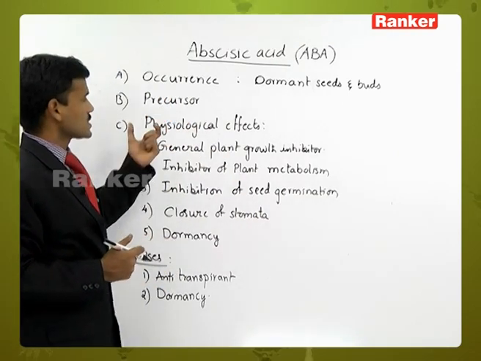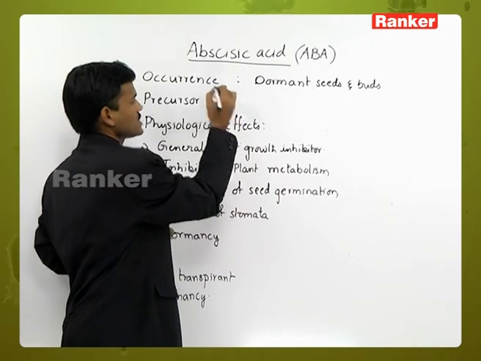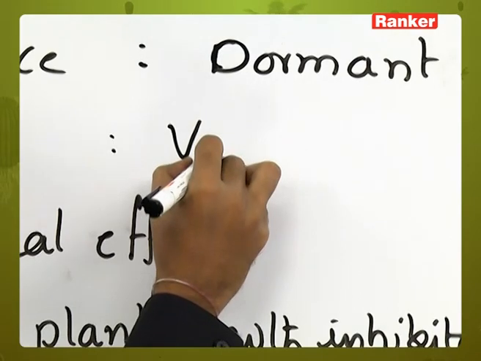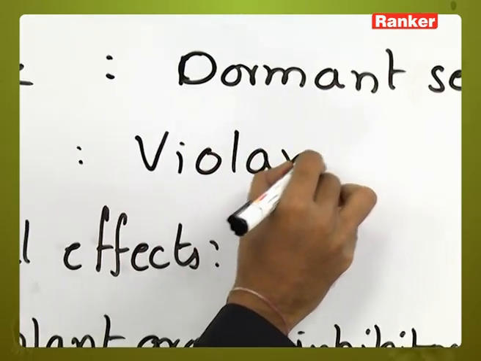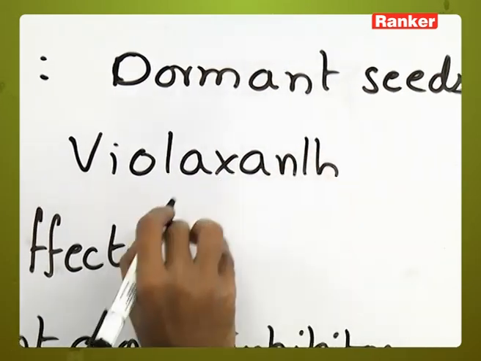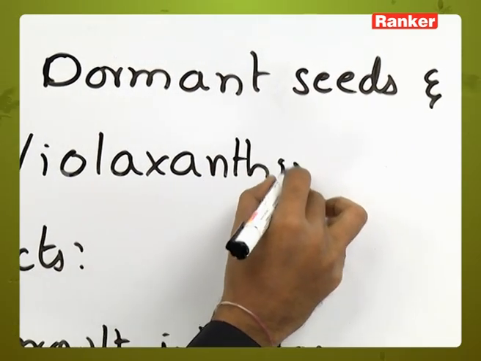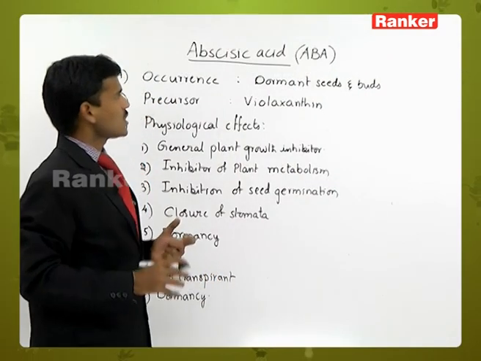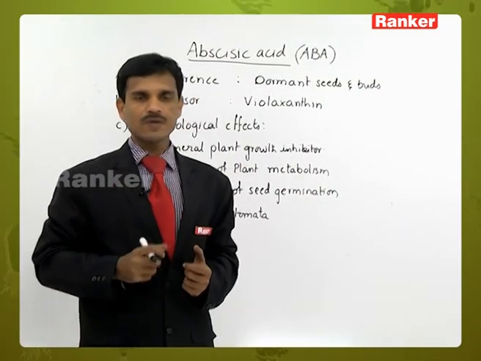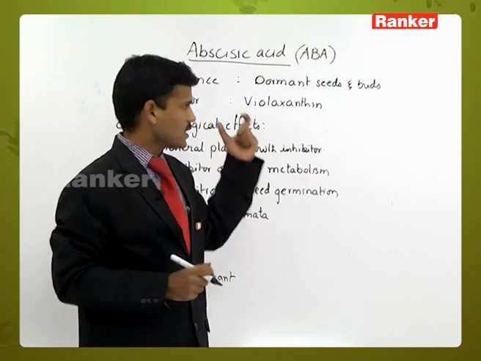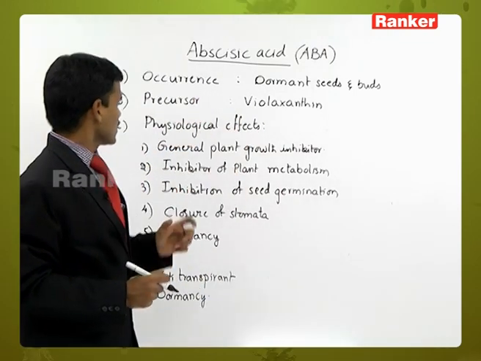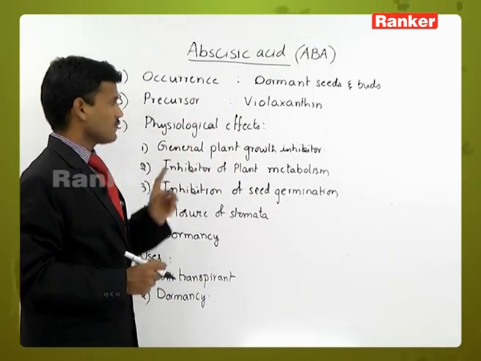Next, the precursor. Abscisic acid is generally synthesized from violaxanthin, xanthophylls, or carotenoids. Next, physiological effects of abscisic acid.